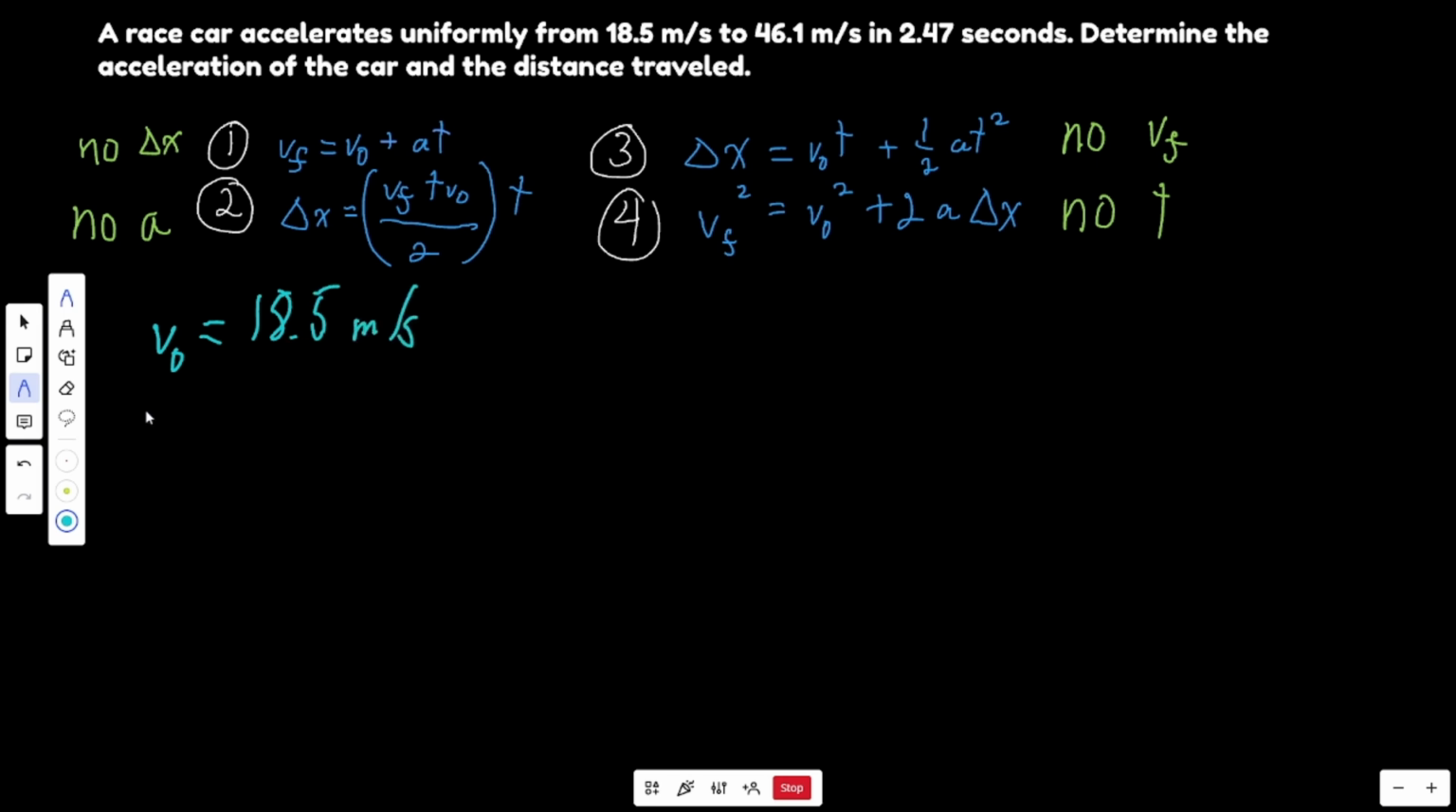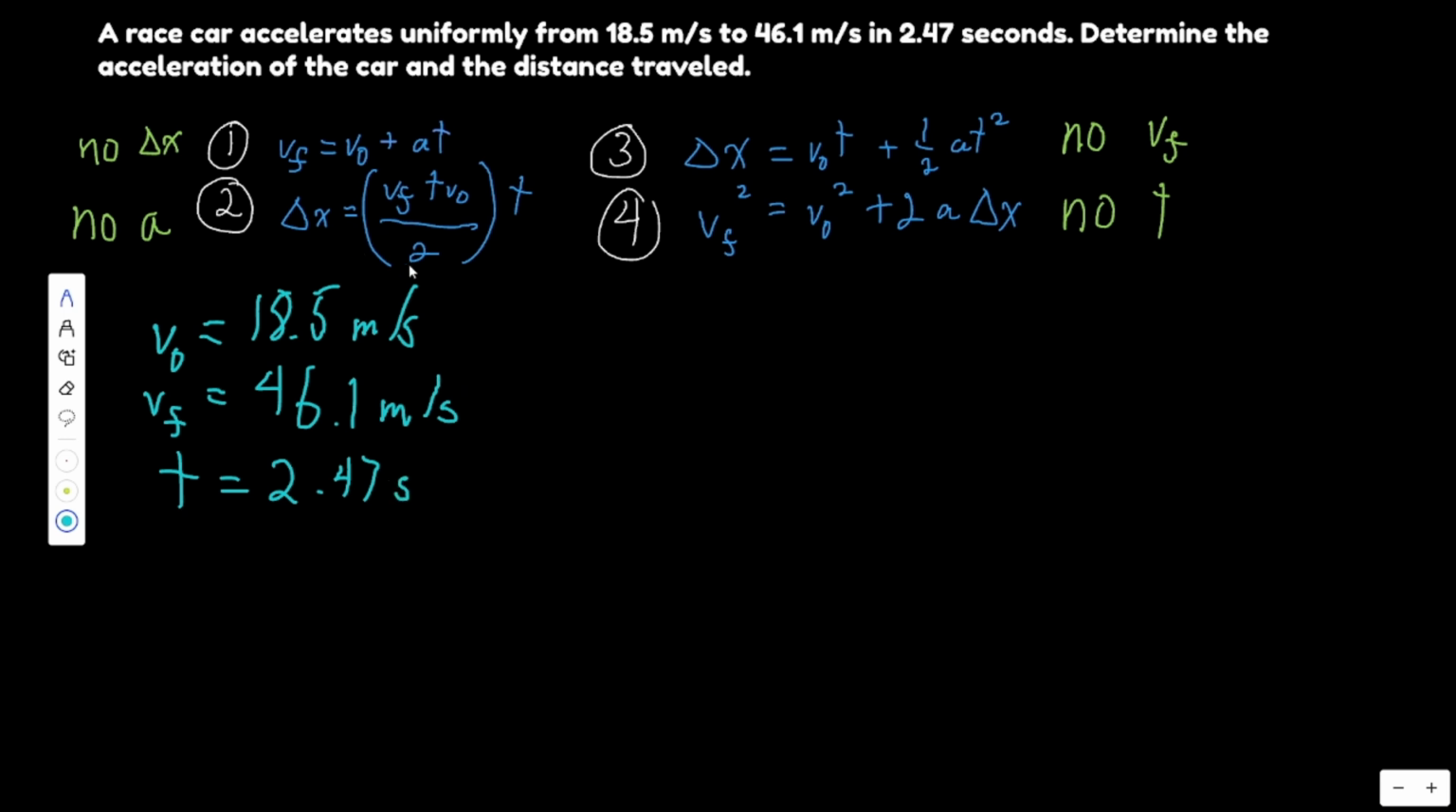And our final velocity is after "to." That's our ending point. "To" is the signifier or the signal word for the ending. So 46.1 meters per second. And we're also given the time, which is 2.47 seconds. Alright, so now we have to determine the acceleration of the car as well as the distance traveled.